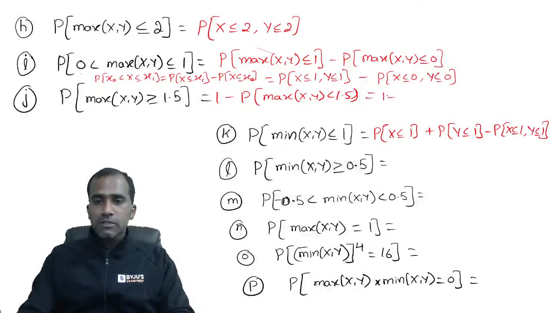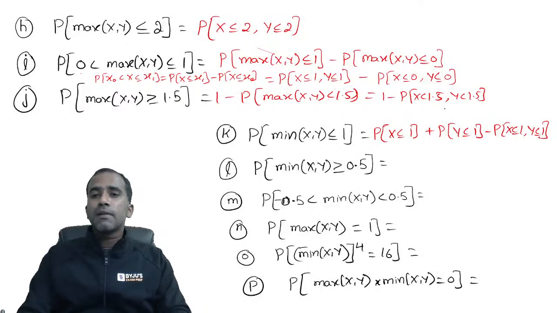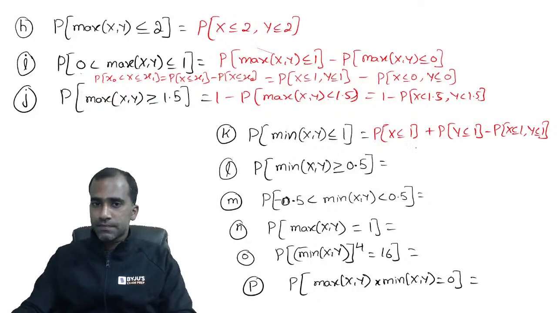So if you want maximum of x comma y to be less than 1.5, what should happen? X should be less than 1.5 and y also should be less than 1.5. Since we're talking about independent random variables, this joint probability can be written as multiplication of individual probabilities.